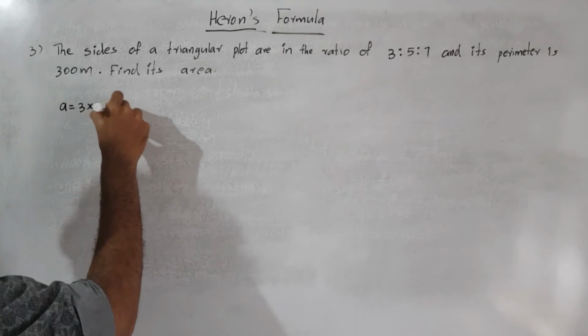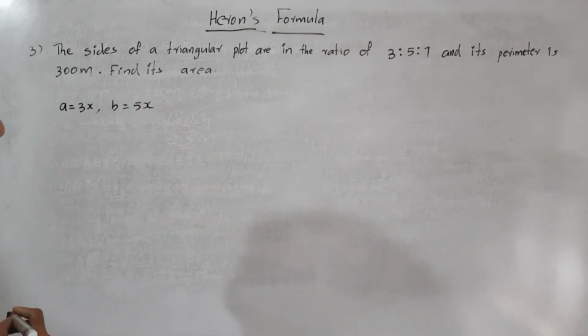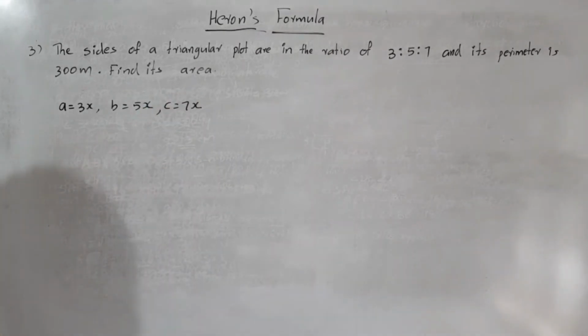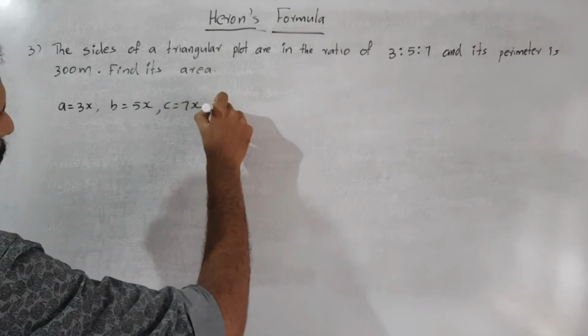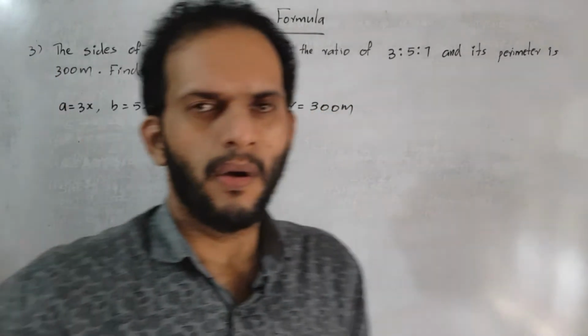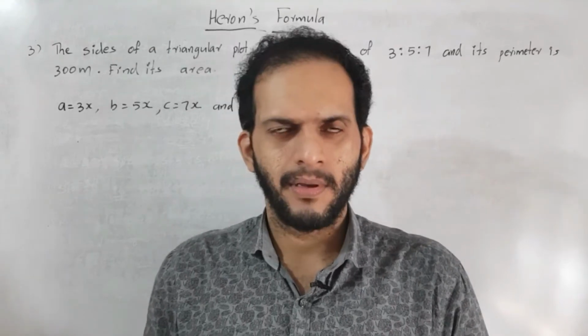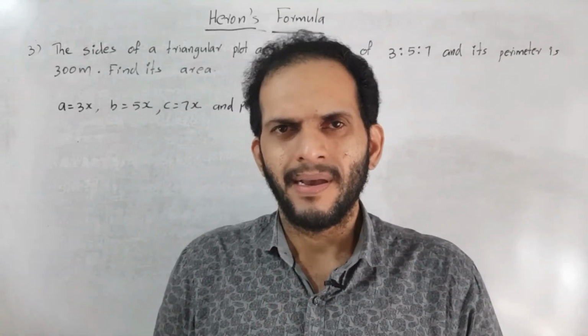B is equal to 5x because the ratio is 3 is to 5 is to 7, and C is equal to 7x. Then A is equal to 3x, B is equal to 5x, C is equal to 7x, and one more is given, perimeter is equal to 300 meter. Before finding the area, we want to get the value of x. Then we think about how do we find the value of x.